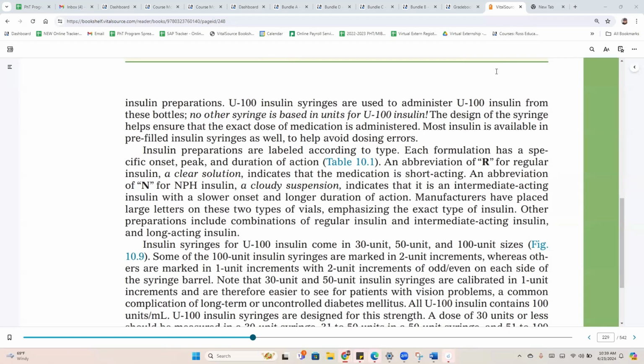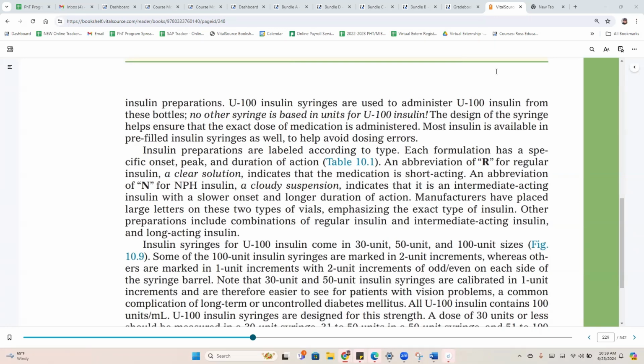Insulin preparations are labeled according to type. Each formulation has a specific onset, peak, and duration of action. So going back to that table we just went over. An abbreviation of R for regular insulin, a clear solution, indicates that the medication is short acting. An abbreviation of N for NPH insulin, a cloudy suspension, indicates that it is intermediate acting insulin with a slower onset and longer duration of action.